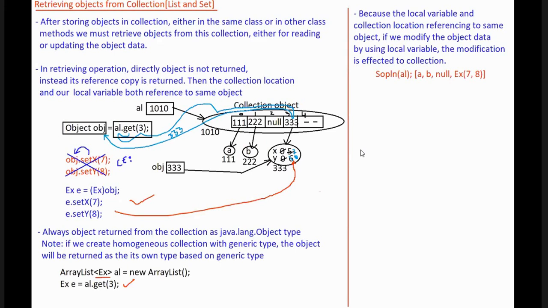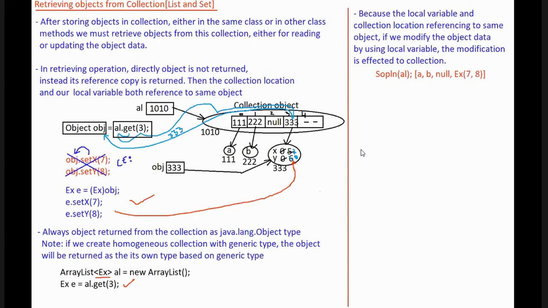After storing objects in a collection, either in the same class or in another class, many times we have to retrieve objects available in the collection. Retrieving means taking out. Taking the object available in the collection into our program is called retrieving. If you want to retrieve, I have to use the get method.